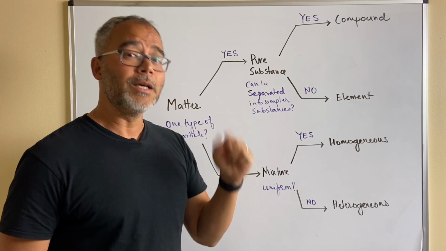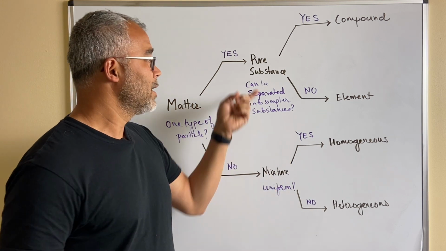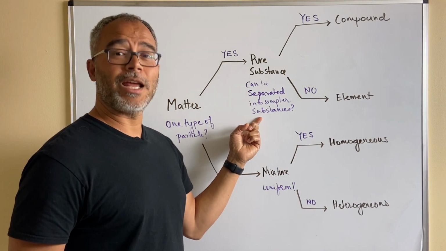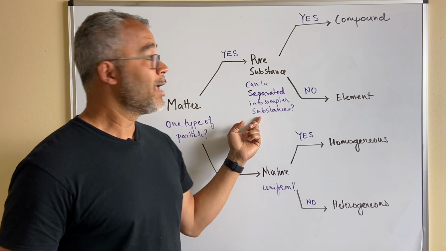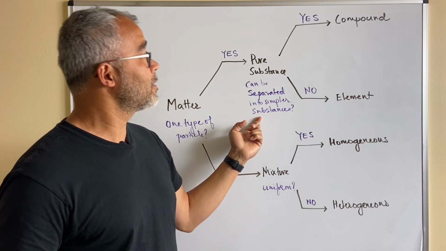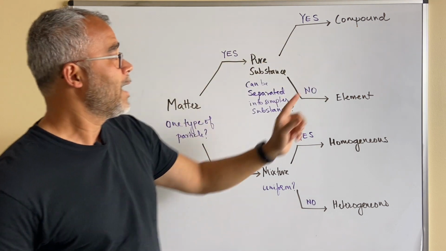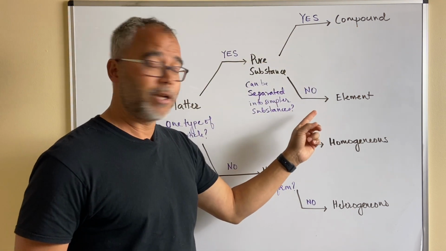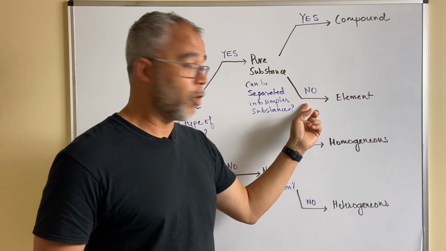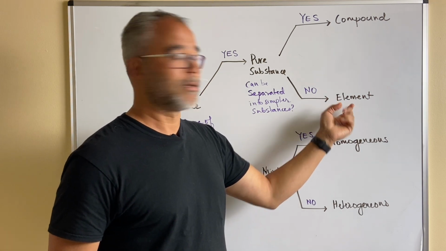Now if you follow this train of thought, if you have a pure substance, it's made up of one type of particle, the next question to ask is, can this particle be separated into simpler substances? And if it can be separated into simpler substances, so the answer is yes, then you have a compound, okay? And if it cannot be separated into simpler substances, so the answer is no, you have an element.